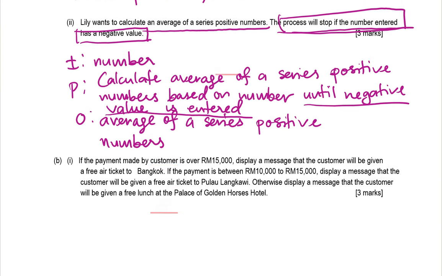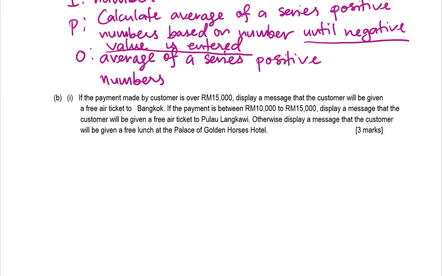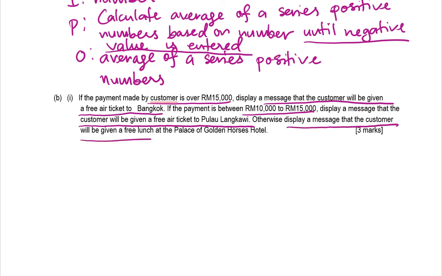Alright, next, we move to the next question. If the payment by the customer is over 15,000, display a message: customer will be given a free air ticket to Bangkok. If the payment is between 10,000 to 15,000, then the message: customer will be given a free air ticket to Pulau Langkawi. Otherwise, display the message: the customer will be given a free lunch at the Palace of Golden Horses. So now, what is the control structure for this question?